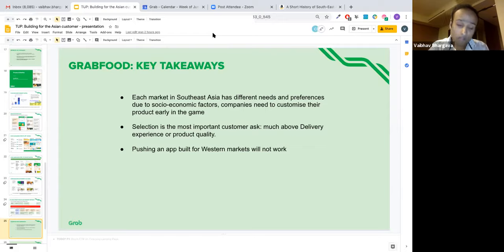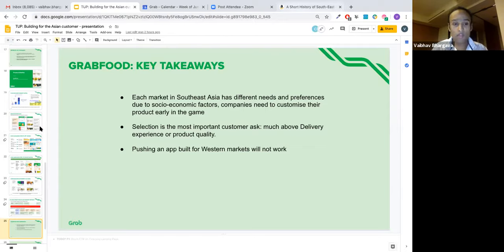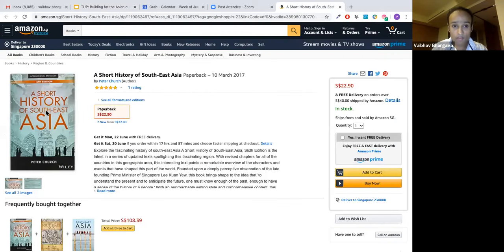So what I did when I came to this market was I went to this particular book. There's a very nice book. I would recommend this to anybody who wants to learn about this market. It's A Short History of Southeast Asia. If you're new to any market, I would like you to understand the cultural context of it. And after I read this, when I was looking at problems, it really helped me understand what this person is talking about.